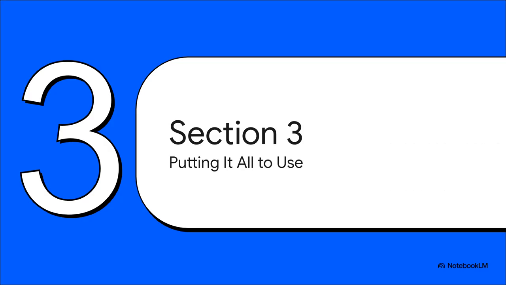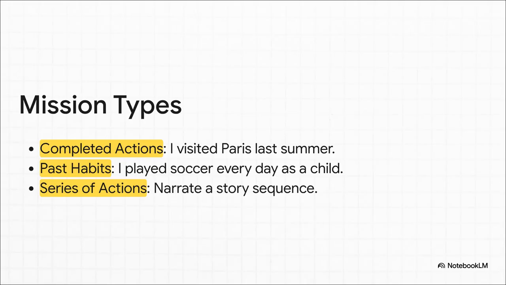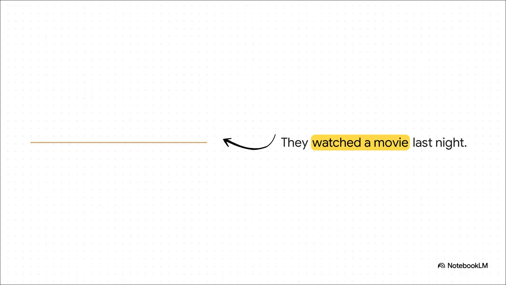We've read the manual. Now for the really fun part, putting it all to use. In section 3, we're going to take our time machine on a few field operations to see what this baby can really do out in the wild. There are 3 main mission types for the simple past. You can use it to pinpoint a single finished action. You can use it to describe a habit you used to have. Or, and this is my personal favorite, you can use it to narrate a whole sequence of events, to tell a complete story. Okay, here's our first mission type in action. Just pinpointing an event. They watched a movie last night. The action started, it finished, it's done. It's like a perfect little snapshot of one moment in the past.